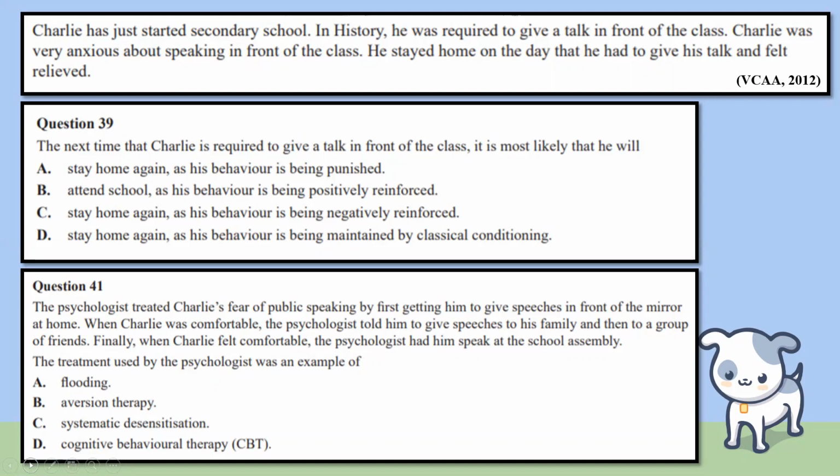This is again connected to a case study, and again from VCAA 2012. So the case study is, Charlie has just started secondary school. In history, he was required to give a talk in front of the class. Charlie was very anxious about speaking in front of the class. He stayed home on the day that he had to give his talk. So there's some avoidance behavior there, and he felt relieved as a result of staying at home. So I'm going to put 2 minutes on the clock now. So try your best for these two questions that are related to the case study we've just read, and your time starts now.